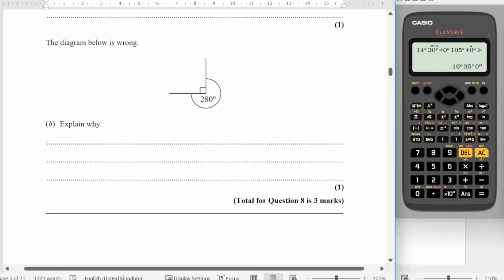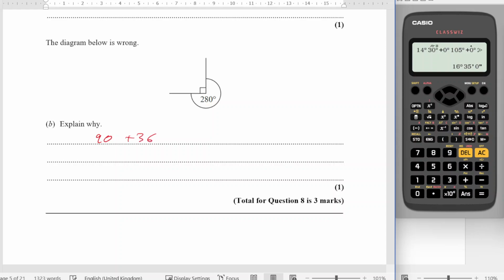And second part, the diagram below is wrong. Explain why. 90 plus 360 is equal to... No, sorry, I've miswritten there. So I would say angles at a point equal 360 degrees, and 90 plus 280 equals 370, so it is wrong.